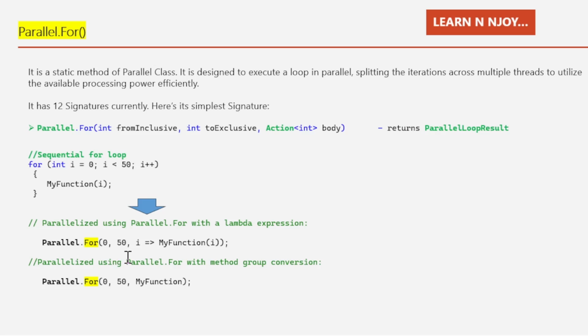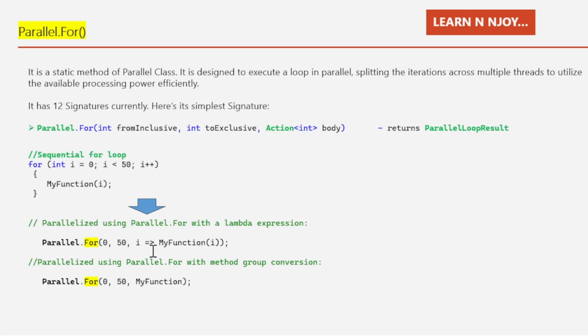Here I have mentioned the first parameter is 0. It specifies the starting index of the loop, which is inclusive. The second parameter I have mentioned over here is 50. It specifies the ending index of the loop, which is exclusive. This means that the loop will iterate from 0 to 49.